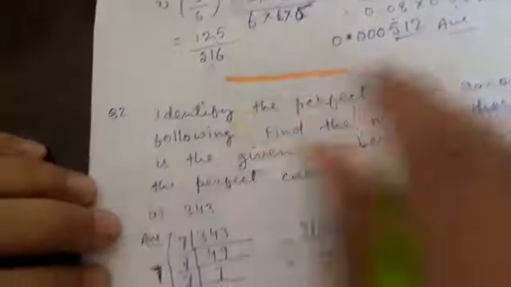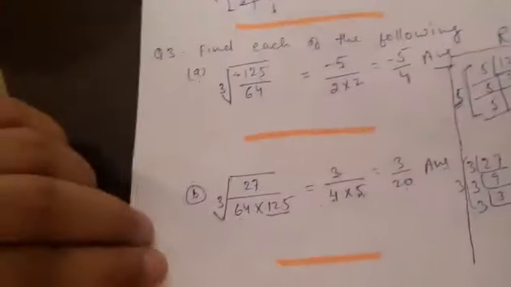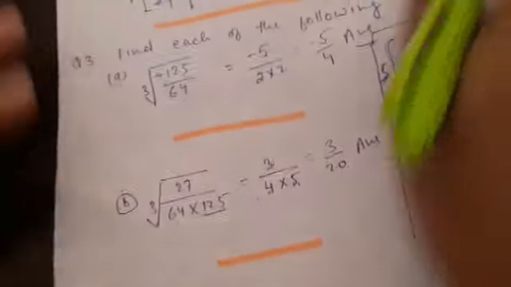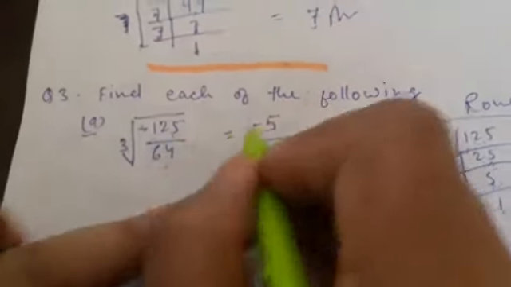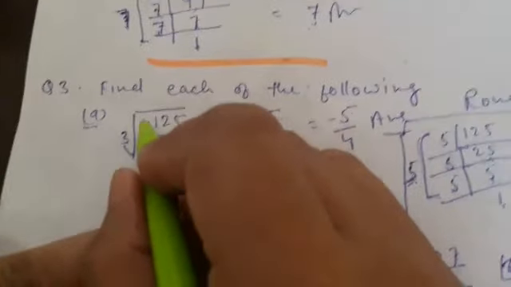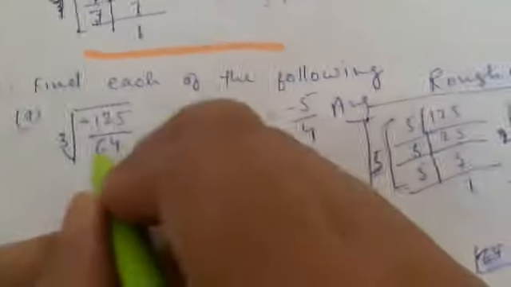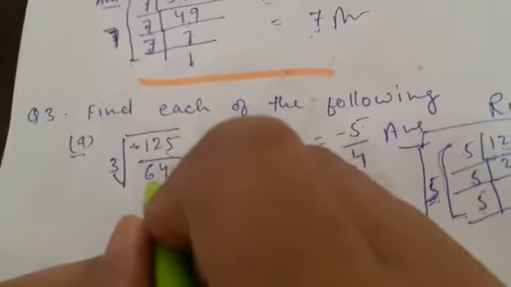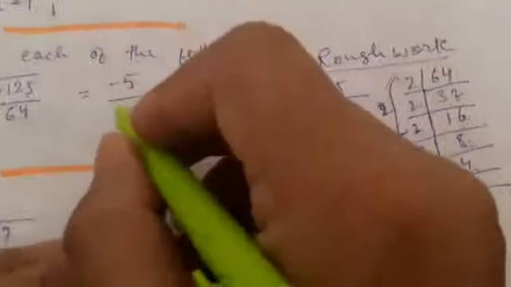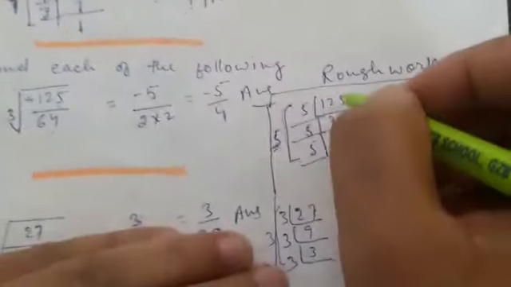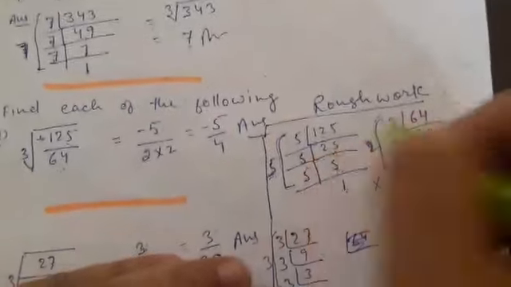This is our answer. Question number 2. Find each of the following. It means we have to find the value of this expression. Part A is the cube root of minus 125 by 64. For this, we will find the cube root of 125. We will ignore the minus sign here, and we will find the cube root of 64. For this, we will take the help of prime factorization. We will find the cube root of these numbers by the prime factorization method.